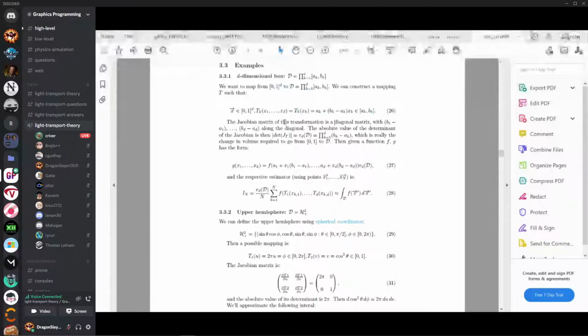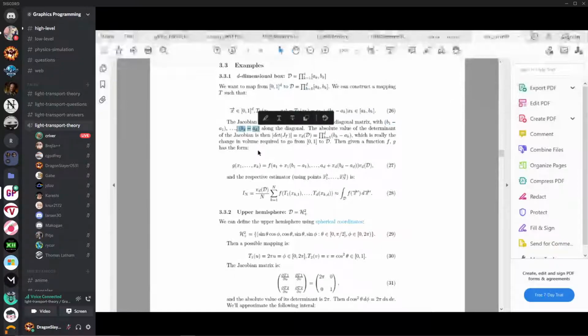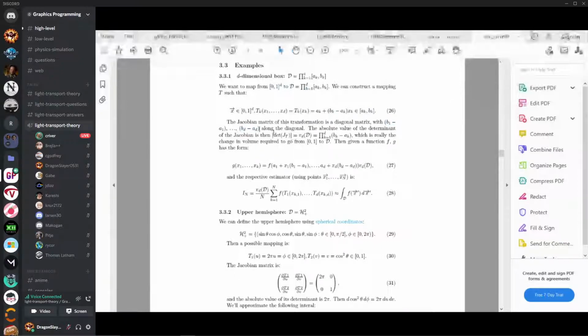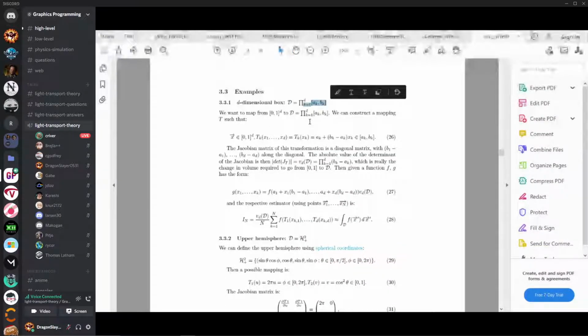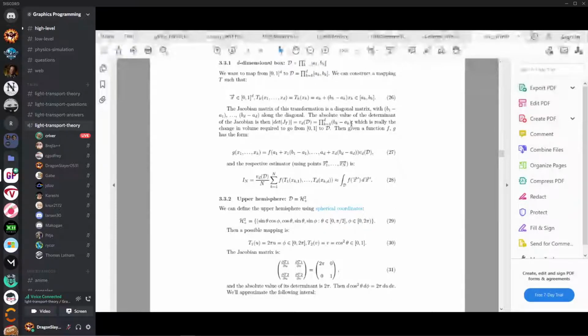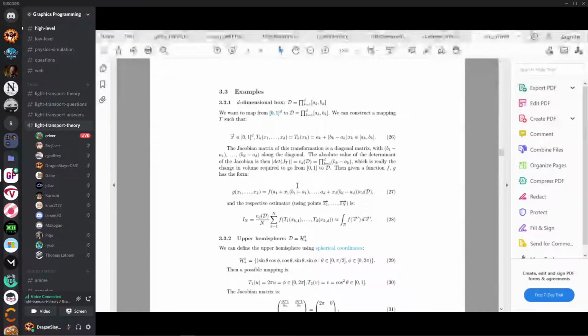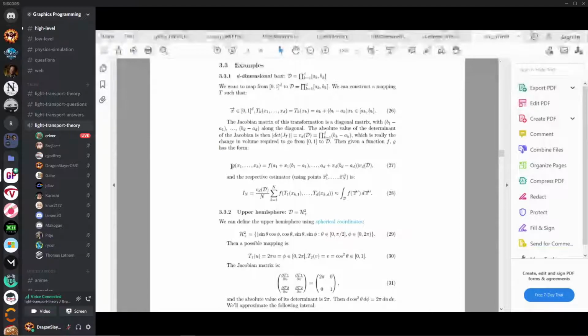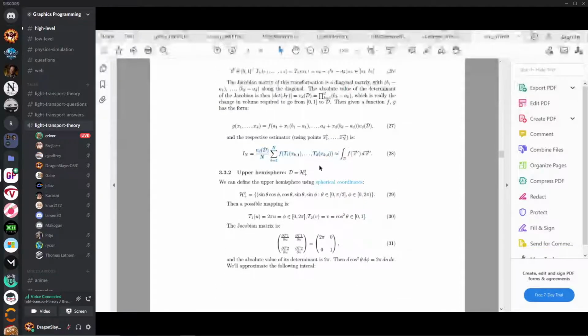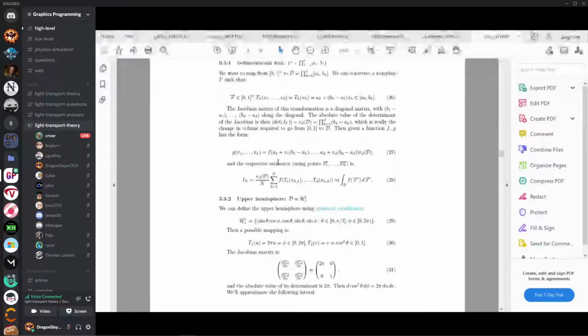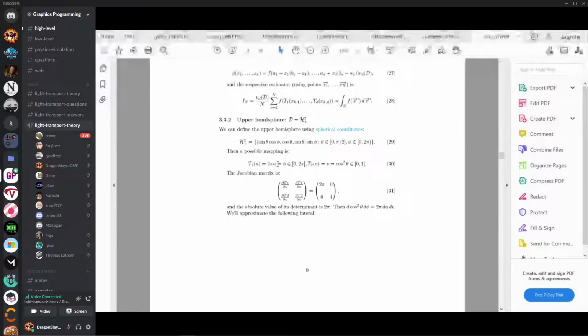The Jacobian of this transformation is a diagonal matrix with these entries on the diagonal. If you take the determinant and the absolute value, this is really the volume of this box. So it gives you the factor you need to multiply the volume by to get the new volume. Now, constructing the function g that we talked about, which is really f multiplied by this, you get an expression for the integration in such a domain. This is just an example of the theory that I talked about.